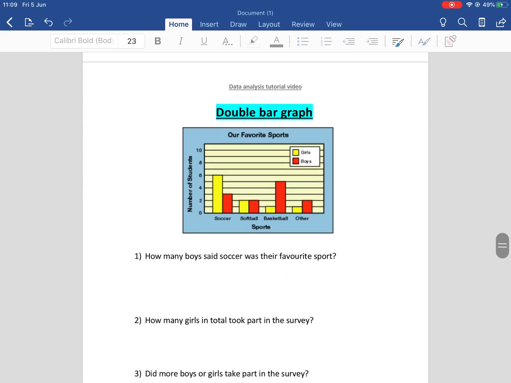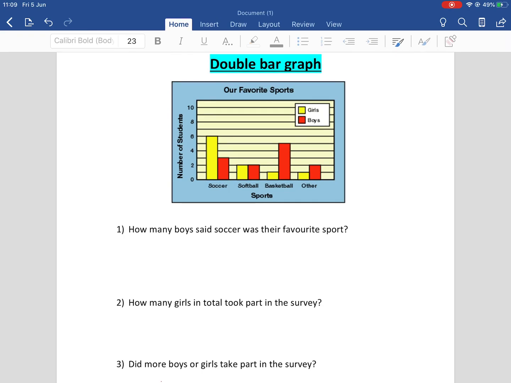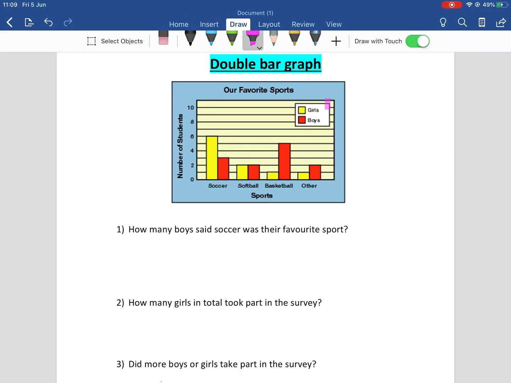Final wee bit I'm going to go over. This is mainly for those of you doing the 3rd level and the extension stuff. Double bar graph, exact same as the bar graphs above. The only difference is we have this little box in the corner, which is a key telling us a little bit more about these extra bars that we now have.